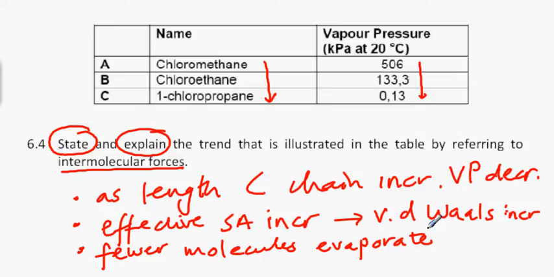So let's just recap. The trend we see is that as the carbon chain increases, the vapor pressure decreases. The explanation is that as the chain increases, the effective surface area of the molecule increases, and hence the strength of the van der Waals forces increase. And finally, stronger van der Waals forces mean that fewer molecules will evaporate, and hence there will be a lower vapor pressure.